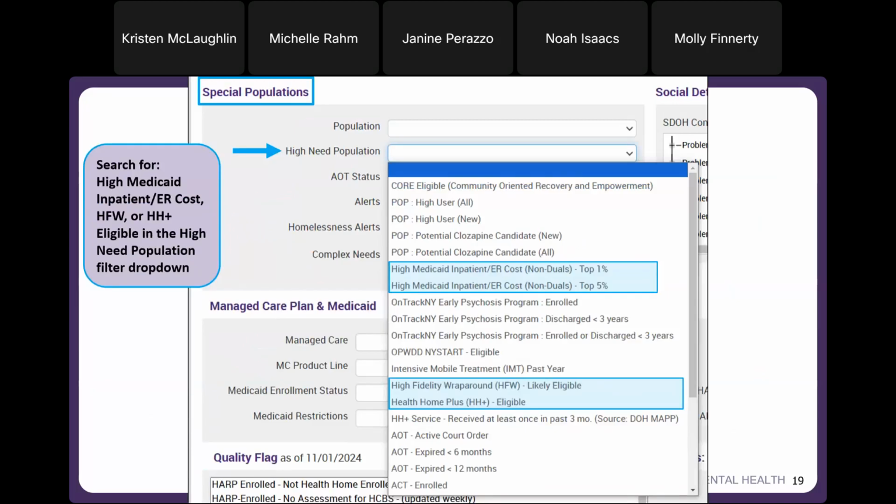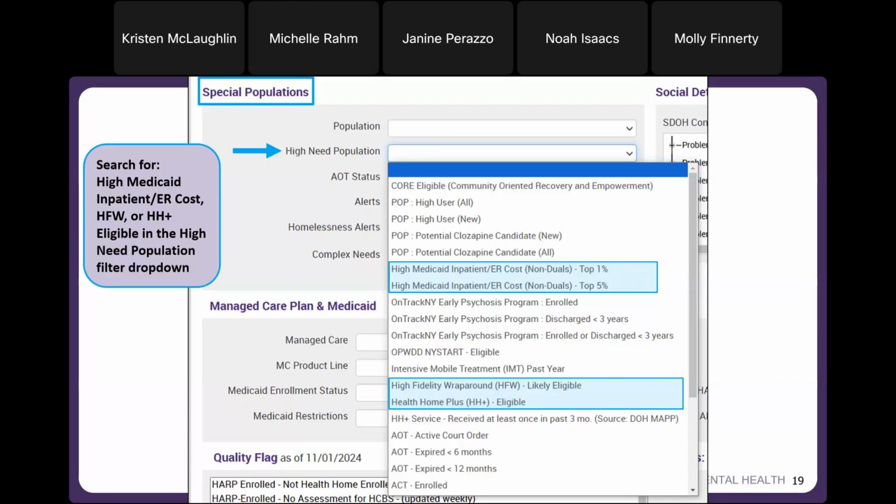Next, we have the high need population filter. What are some of the things I can search for in here? High Medicaid inpatient ER costs. Who's costing the state the most, the 1% or the 5% of people utilizing the inpatient ER that frequently? That's the way you can search for it here. Or if you're interested in identifying who the high fidelity wraparound individuals are versus our Health Home Plus individuals, that's another different search that you can run.